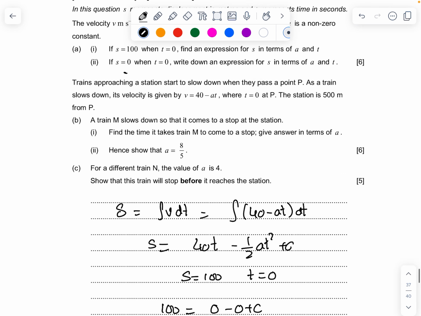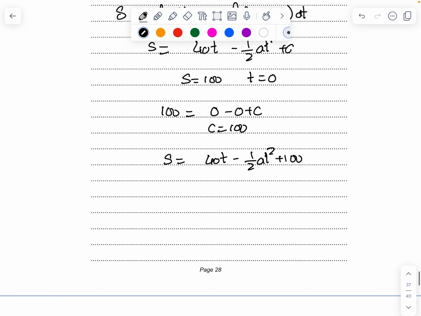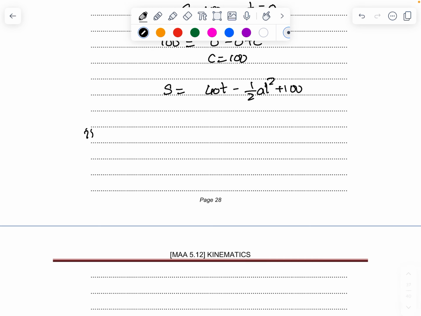Now part 2, s equals 0 when t equals 0, find an expression in terms of a and t. So in that case, c will be equal to 0. So in that case, 40t - half a t square. Last time s was 100, so c was 100. This time s is 0, so c will become 0. So therefore, this becomes the equation.